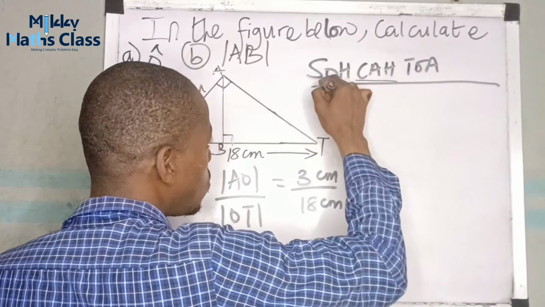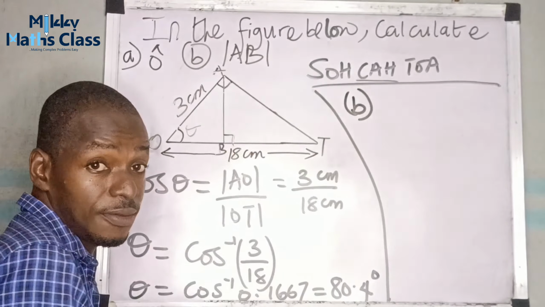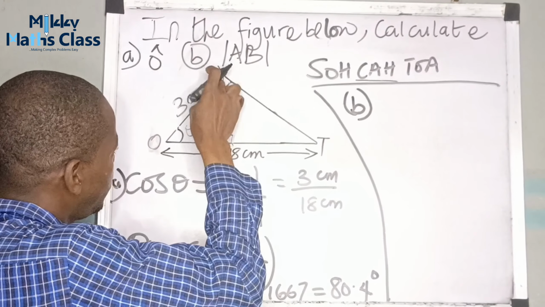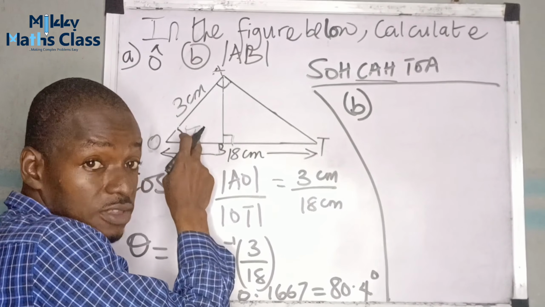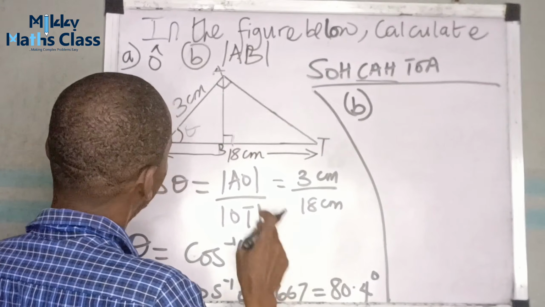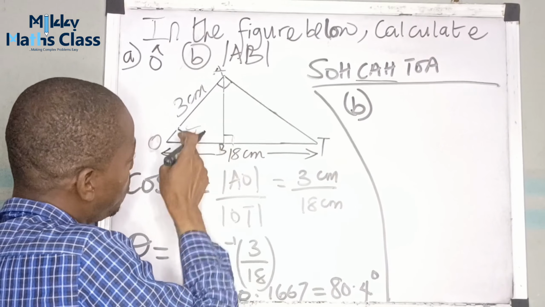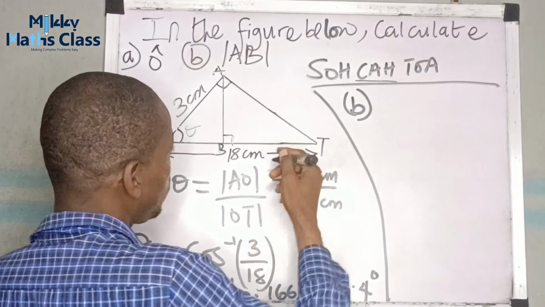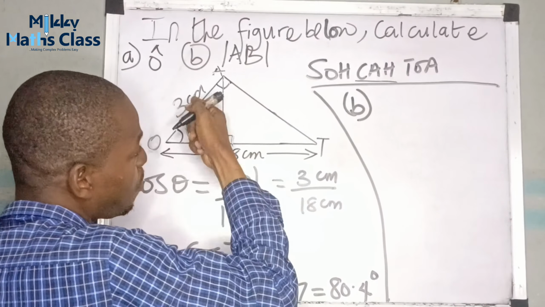Let's look at the second one. The B part says we should find line AB. This line here, the same thing. Now this is another triangle, AOB. In this triangle, we already know that theta is 80.4. The next thing we do, we are looking for this, the opposite, which is facing theta. So we have our AB, which we are looking for, and the hypotenuse.